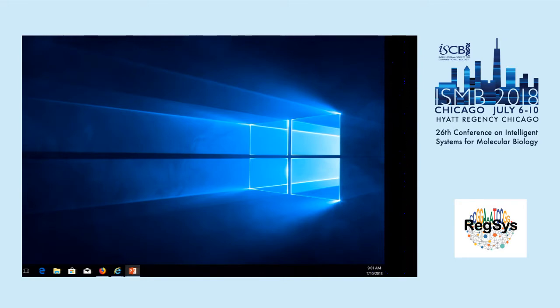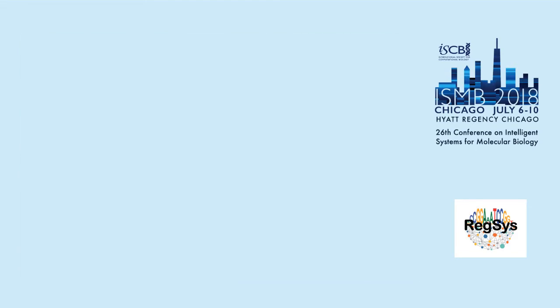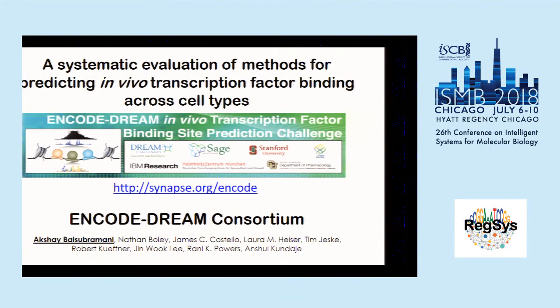So our next speaker is Akshay Balsubramani from Stanford University, from Anshul Kundaje's lab, and he'll be describing their analysis of the DREAM challenge results on in vivo transcription factor binding predictions across cell types and from different methods.